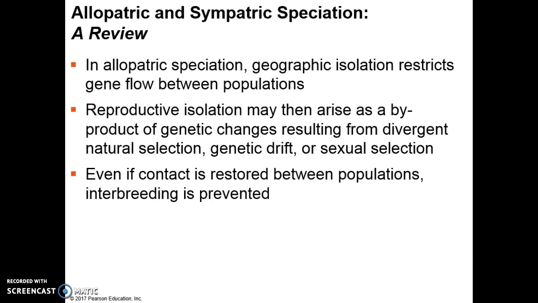So just real quickly to review allopatric and sympatric speciation. In allopatric speciation, you're separated. Other homeland. Stops that gene flow. Reproductive isolation then happens just because you're accumulating mutations. Natural selection is happening. Genetic drift is happening. Sexual selection is happening. So basically they're evolving separately, and at some point, those populations are going to become so different that if you put them together, they still can't breed. That's a speciation event.